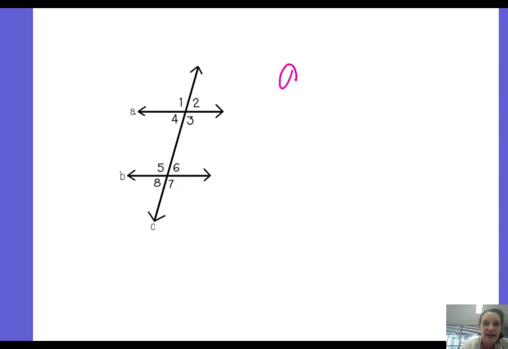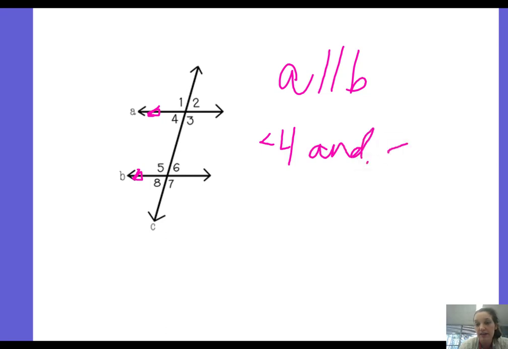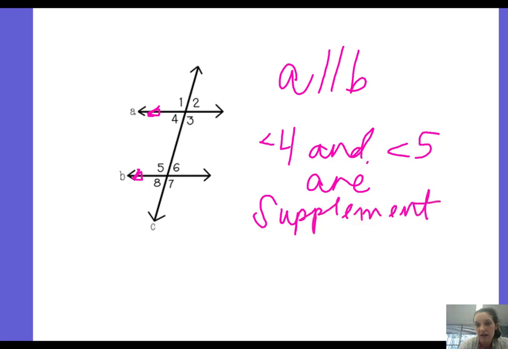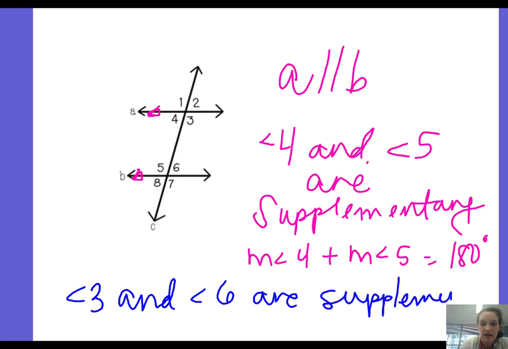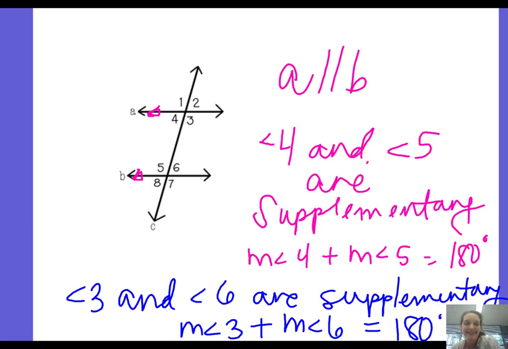Okay, so if A is parallel to B, then angle 4 and angle 5 are supplementary. The measure of angle 4 plus the measure of angle 5 has to equal 180. And then also angle 3 and angle 6 are supplementary. The measure of angle 3 plus the measure of angle 6 equals 180. And those are our special relationships when the lines are parallel.